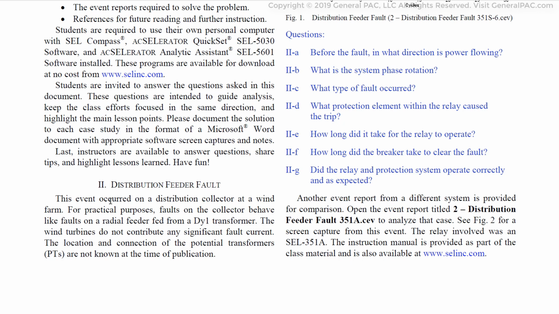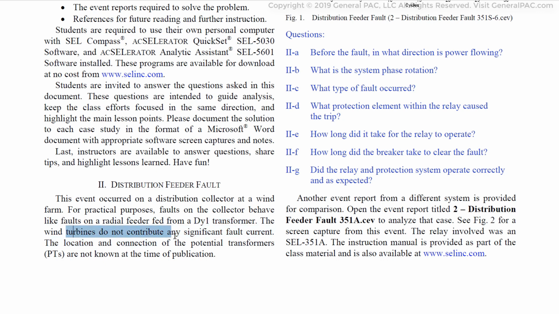So in the first part, we're going to be analyzing this particular waveform, and the introduction for this waveform is that it's a distribution feeder fault. It says the event occurred on a distribution collector at a wind farm, and for practical purposes, faults on a collector behave like faults on a radial feeder fed from a Dy1 transformer. A Dy1 transformer is our standard delta-Y transformer connection, where the low side reference quantity lags the high side reference quantity by 30 degrees.